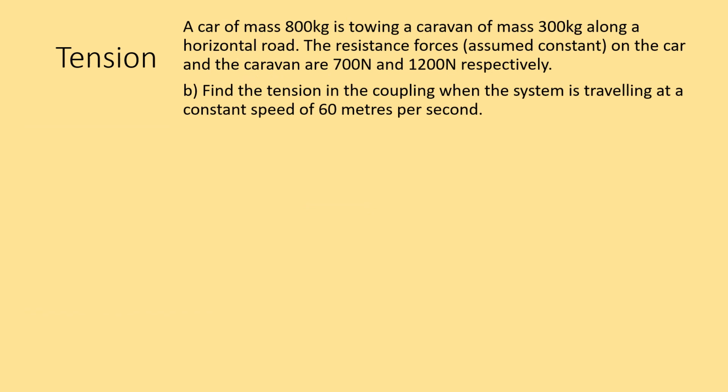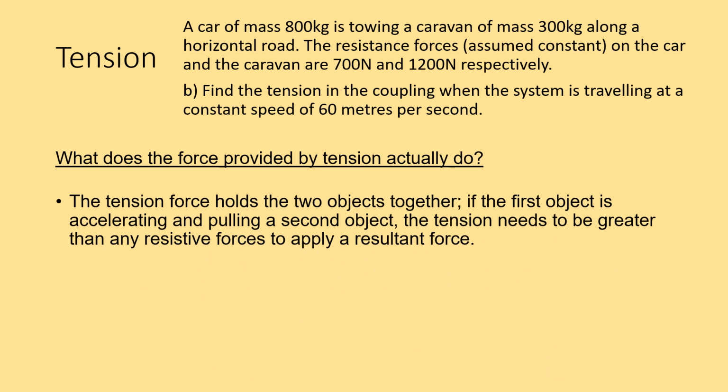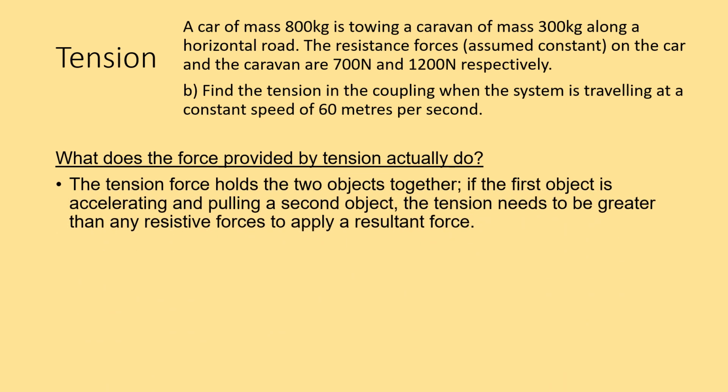So B, find the tension in the coupling when the system is travelling at a constant speed of 60 meters per second. So let's consider for a moment, what does the force provided by the tension actually do? What's actually happening here? So this force is holding the objects together. If the first one is accelerating and pulling the second one, the tension has to be a greater force than any resistive force to apply a resultant force. Otherwise, the second object just isn't going to accelerate.